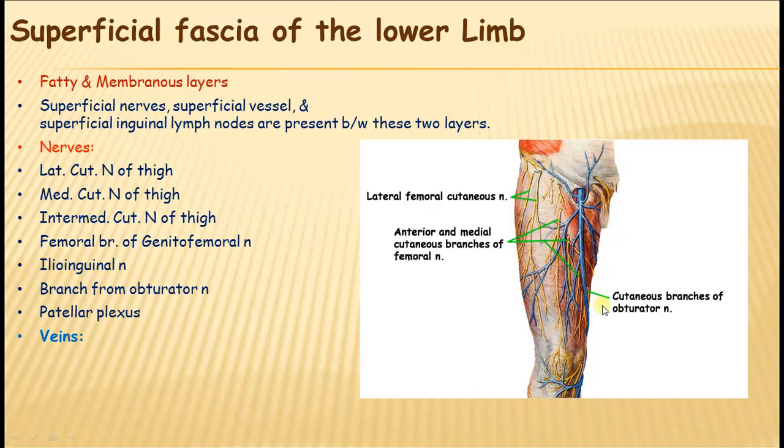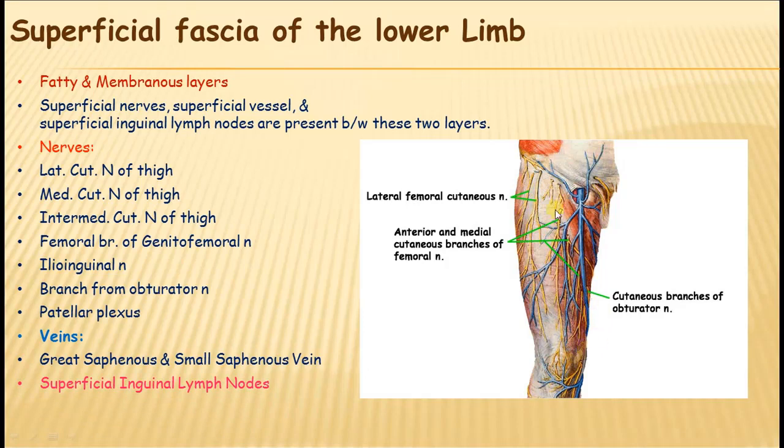The veins in the superficial fascia are mainly the great saphenous vein and the small saphenous vein. Then you come across the lymph nodes. They are called the superficial inguinal lymph nodes. So these are the structures which are seen in the superficial fascia of the lower limb. Okay.